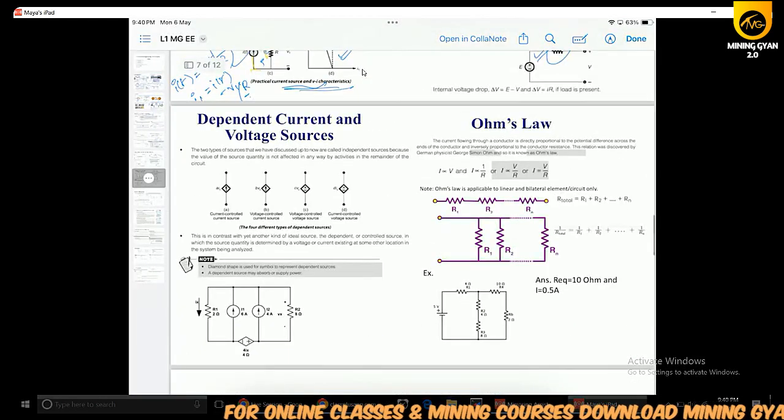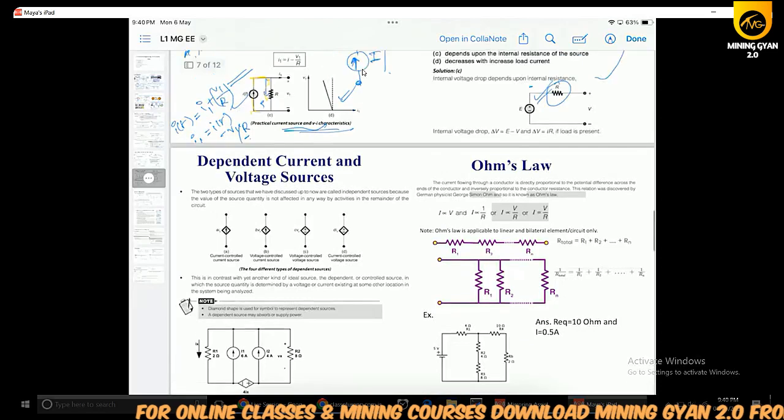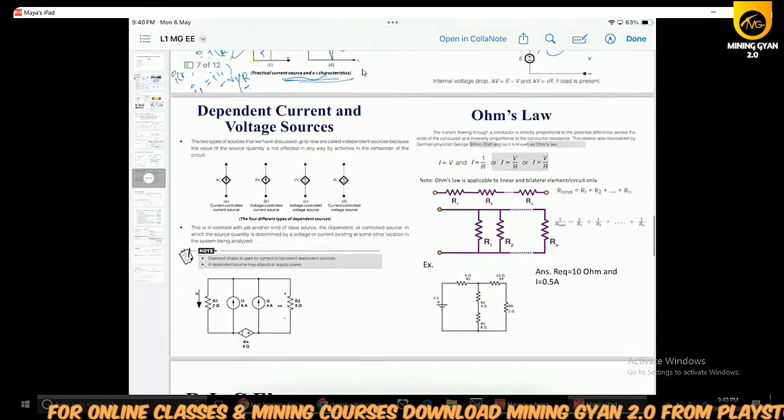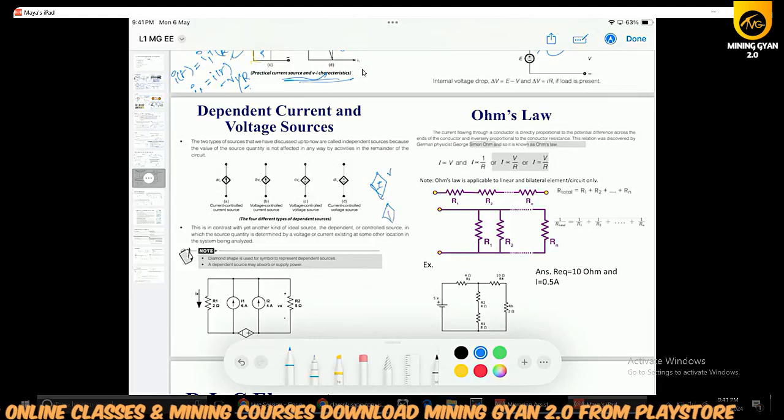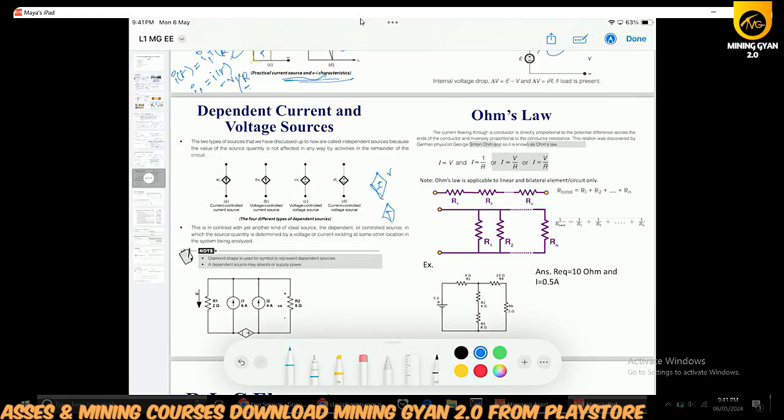Then, dependent current and voltage sources. You already know that we can represent a voltage source by plus and minus signs, and we can represent a current source by this arrow. But in case of a dependent source, we have to use a diamond symbol. This will be for the dependent voltage source, and this will be for the dependent current source.